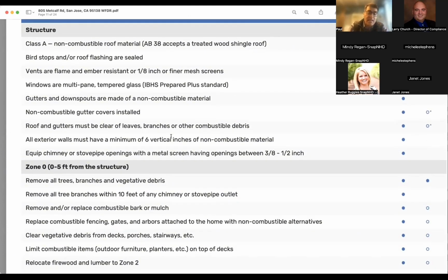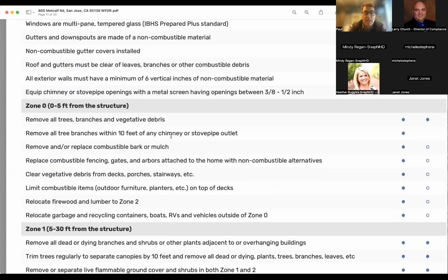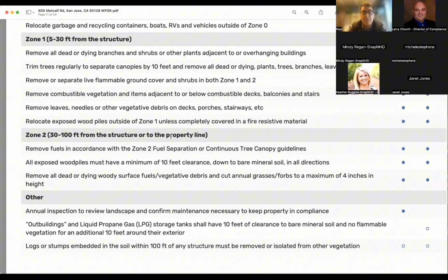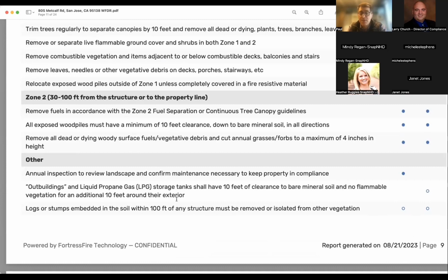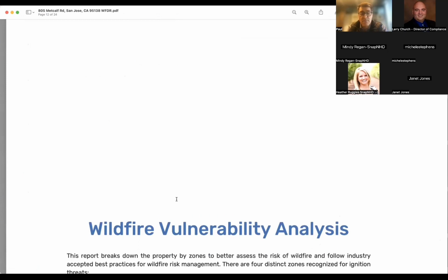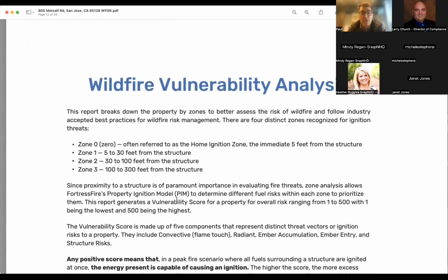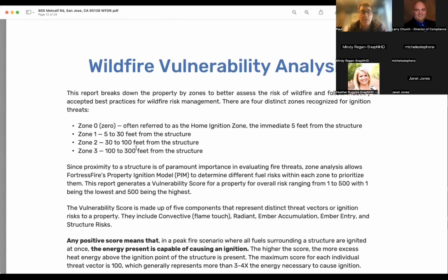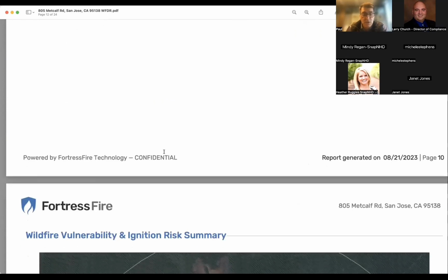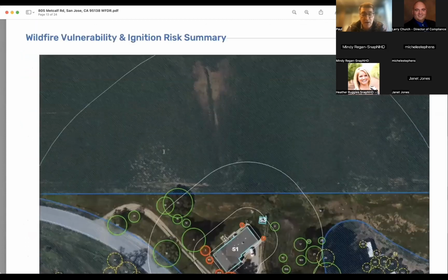Again, the data is provided to help you understand where and how the property may or may not be meeting these standards. But this is the top level roadmap. So now we're going to get into vulnerabilities. We're going to use the same basic methodology, looking at fuels in zone 0, zone 1, zone 2. Our system actually also looks out from zones 100 to 300. And what we're going to do is show you the score of this property.